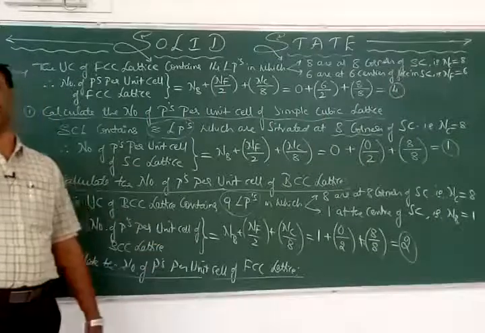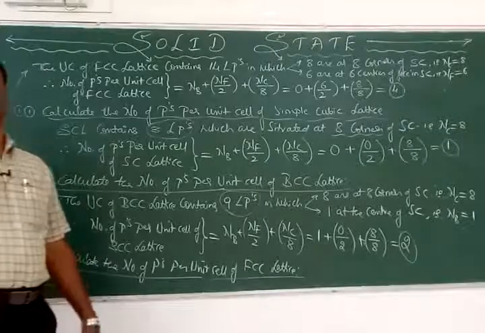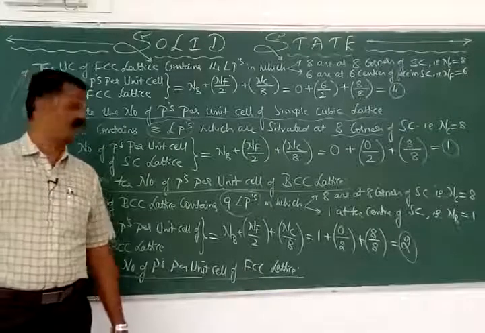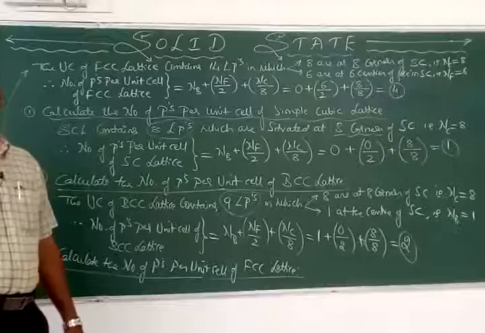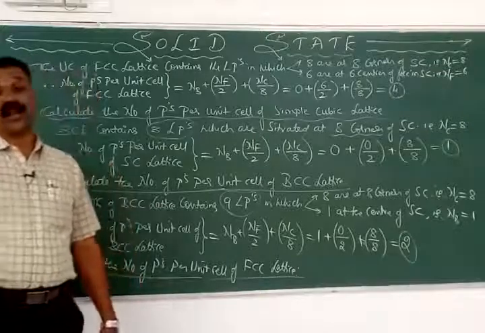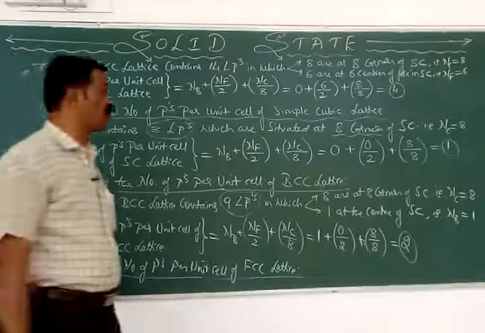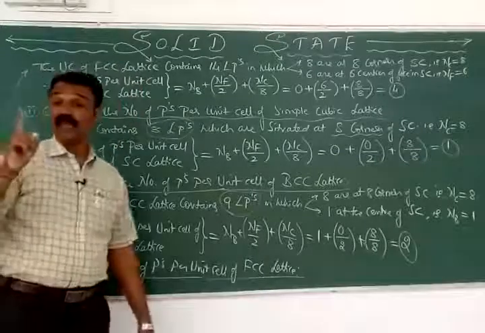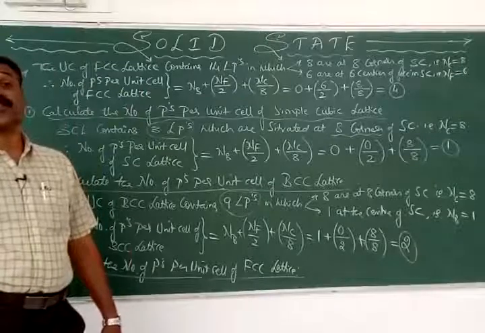The FCC lattice. Okay. First you have to know what the formula is. What is the general formula to calculate the number of particles per unit cell in any crystal lattice, either SC, BCC, or FCC? The general formula is NB plus NF by 2 plus NE by 4 plus NC by 8.